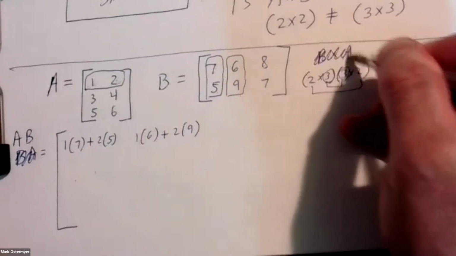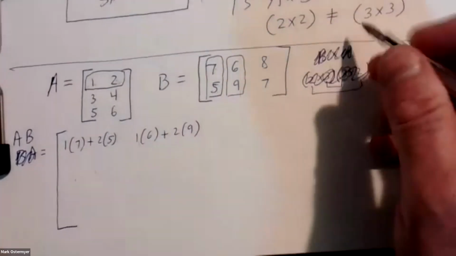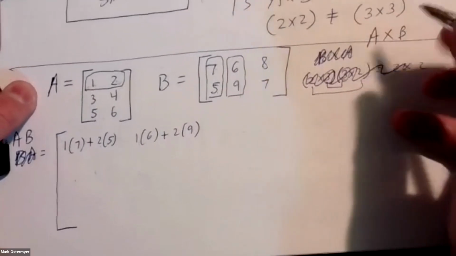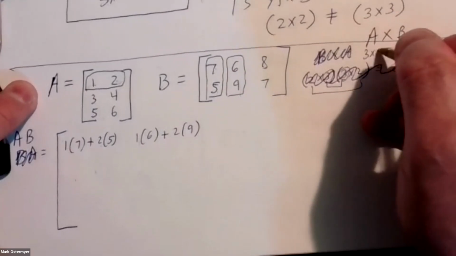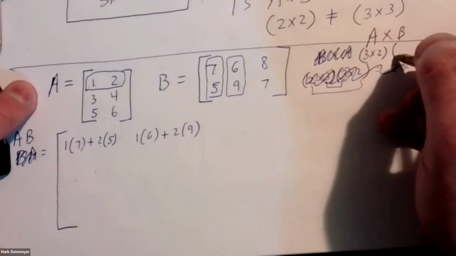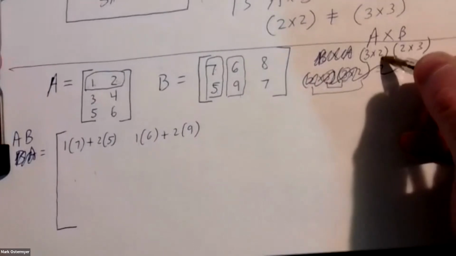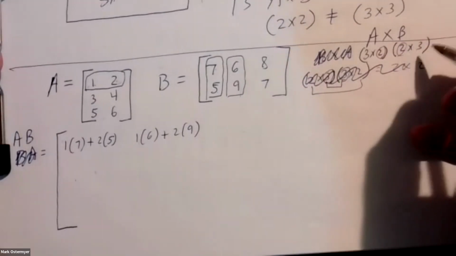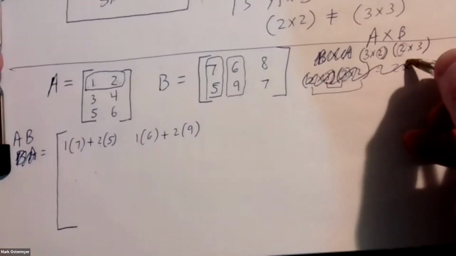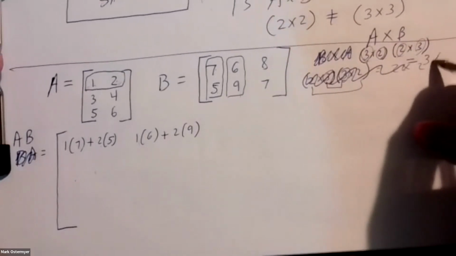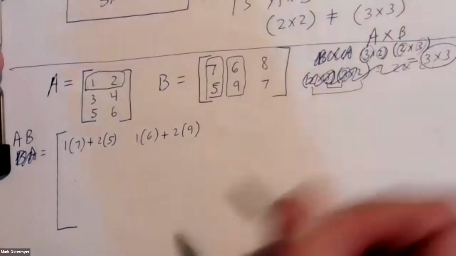So what would be the order of my product matrix? The order of matrix A is a 3x2. Matrix B has an order of 2x3. So the inner dimensions are the same, and so therefore it is possible to multiply A times B, and the product matrix will have an order of 3x3. So my product matrix is going to be a 3x3 matrix.